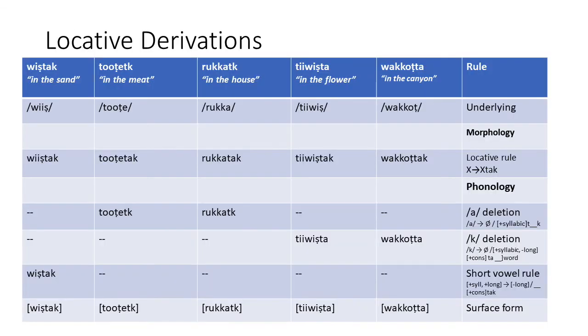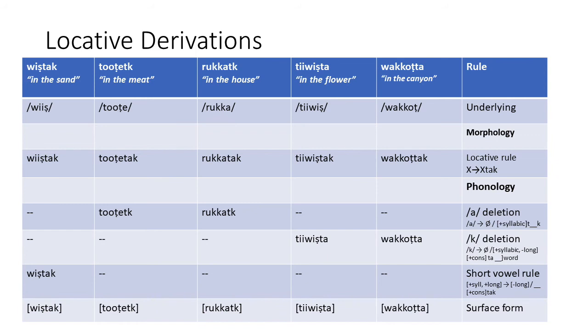So this is a lot of words. Pick 5. So let's look at wiish. Wiish means sand. So, as you can see here, the underlying form is first wiish, W-I-I retroflex S. Now, let's add the morphology. Wiishtak. This is not a word in Rumsien. You will not see it in the dictionary or ever hear it.